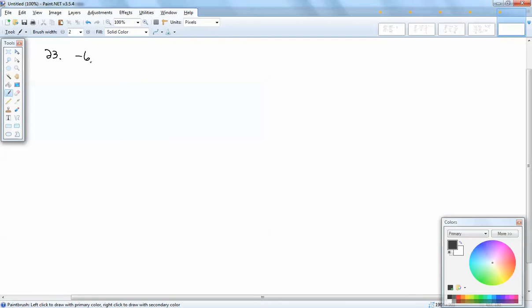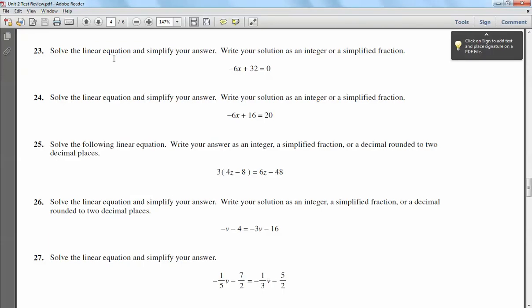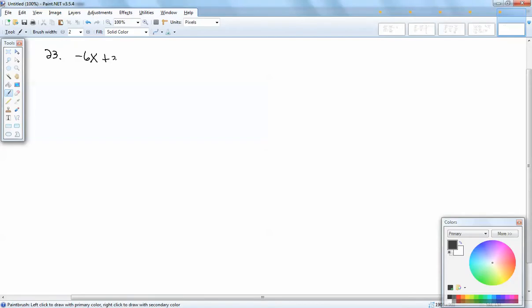We got negative 6x plus 32 equals 0. Going through our 4 steps again. First step is get rid of parentheses, don't have any. Second step is get rid of fractions, don't have any. Third step, get everything with an x on one side, numbers on the other. So I'll take 32 over. Anytime we take anything across the equals, your sign changes, so the 32 becomes a negative 32.